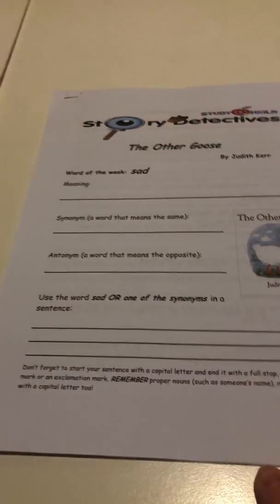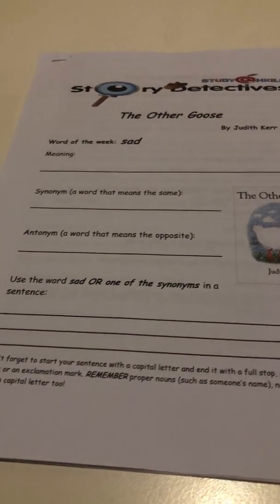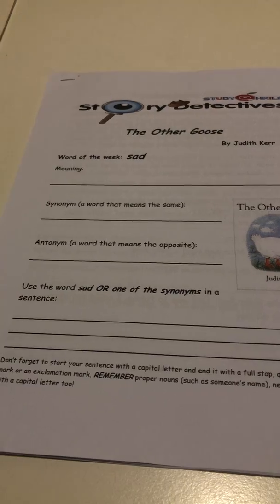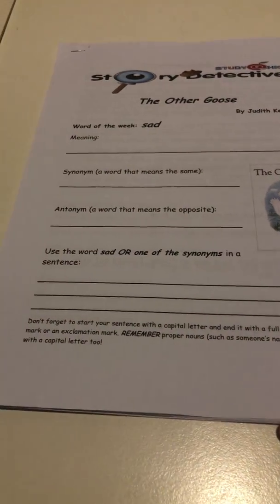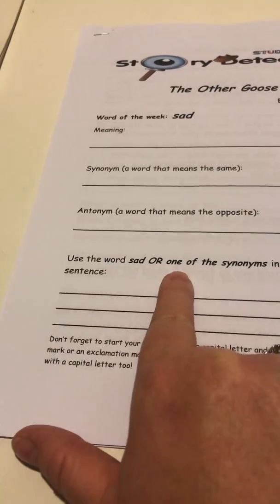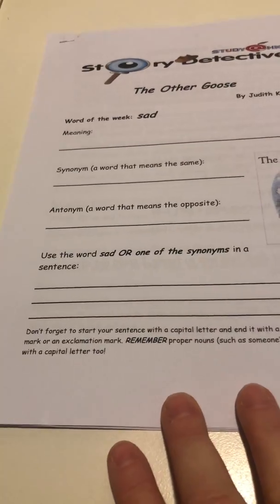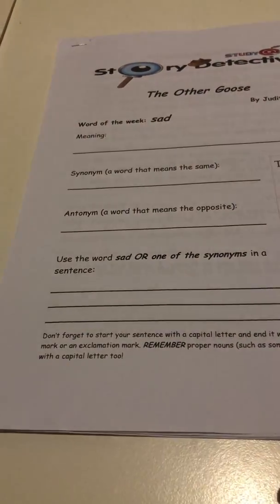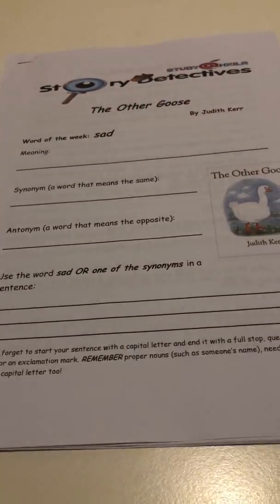You can use any of the words that we talked about on video 2, or if you want to use one of your own words, that's fantastic. Then I'd like you to write a sentence. And I actually think you could use one of the synonyms when you write a sentence. So see if you can write a sentence using the word sad or one of the synonyms that you've chosen.